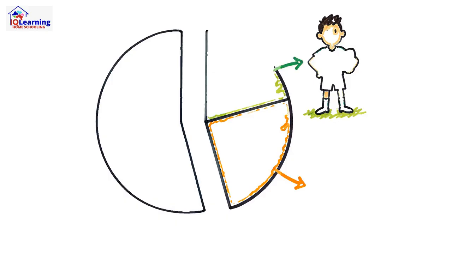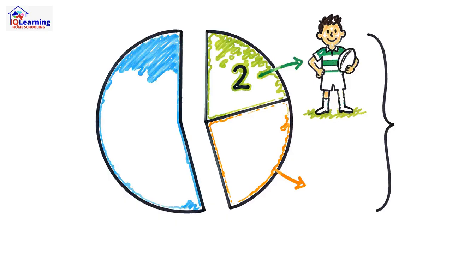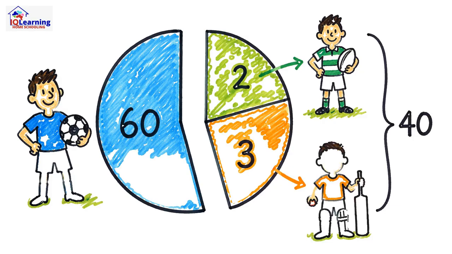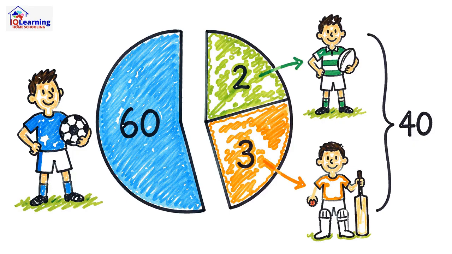These Olympic-level puzzles often stack concepts. They might tell you that 60% of students prefer football, and then ask you to share the remaining 40% between rugby and cricket in a new ratio.